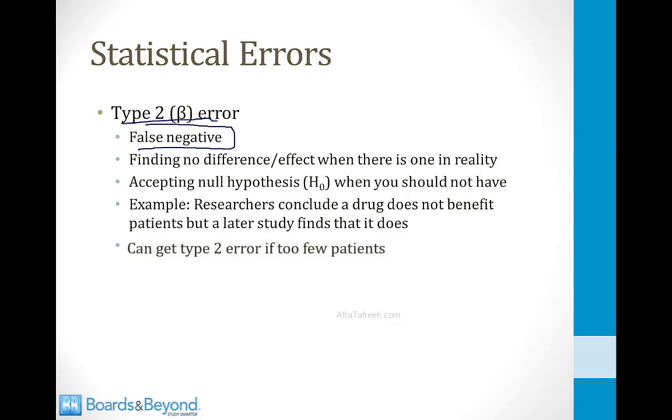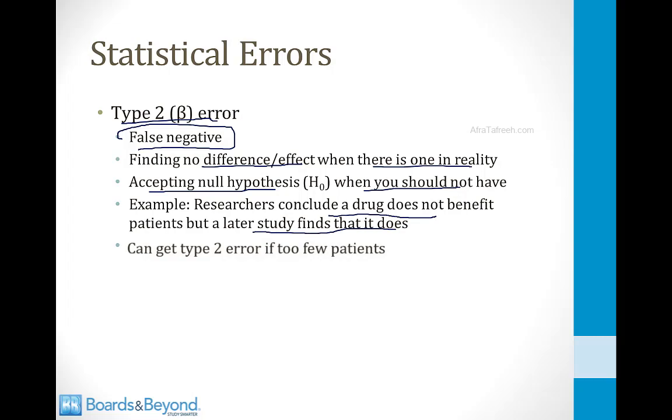This is a false negative result. This is when our experiment finds no difference or effect, but in reality there was one. The statistician way to word this is that this is when we accept the null hypothesis, but we shouldn't have. And an example of a type 2 error is when researchers conclude a drug does not benefit patients, but a later study finds that it does. The first group of researchers had a type 2 or beta error, a false negative result.